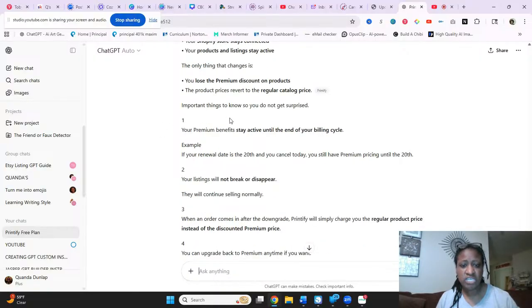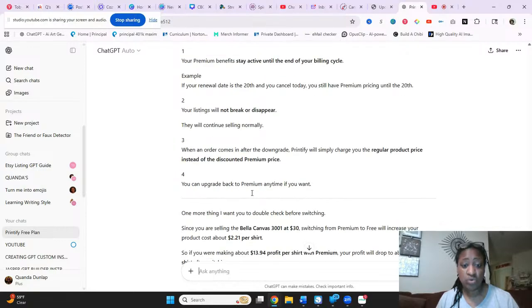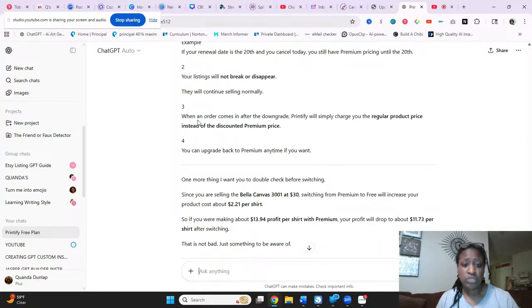One more thing to know so you don't get surprised. One, your premium benefits stay active until the end of your billing cycle, which is monthly. Two, your listings will not break or disappear. They will continue selling normally. Three, when the order comes in after the downgrade, Printify will simply charge you the regular product price instead of the discounted premium price. You can upgrade back to premium anytime you want.